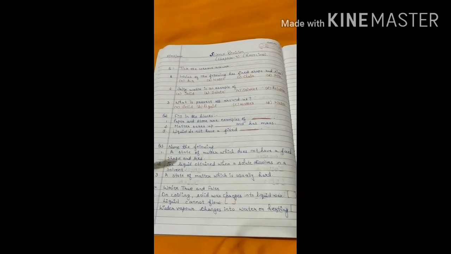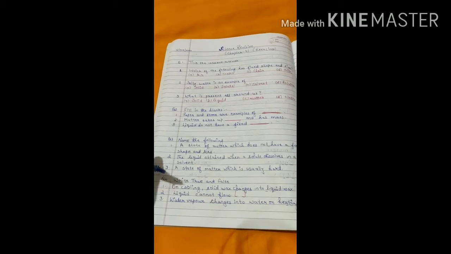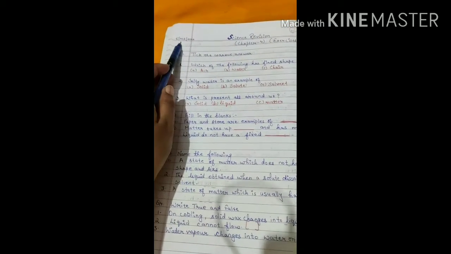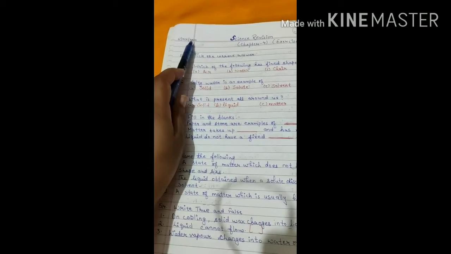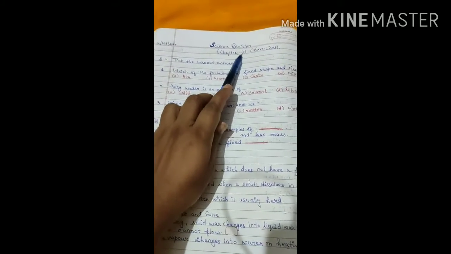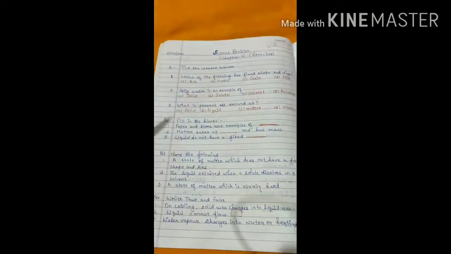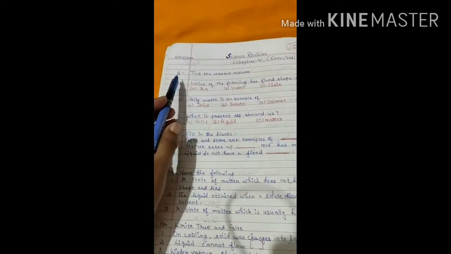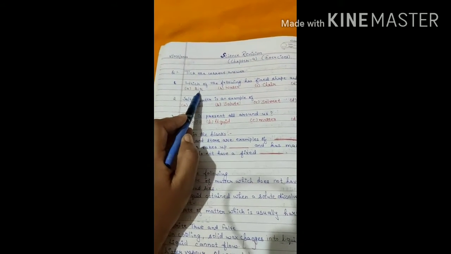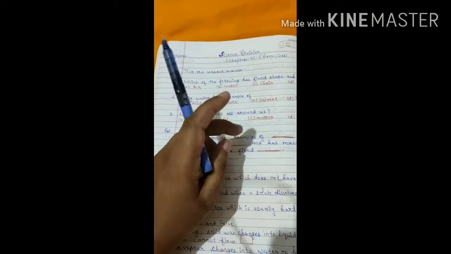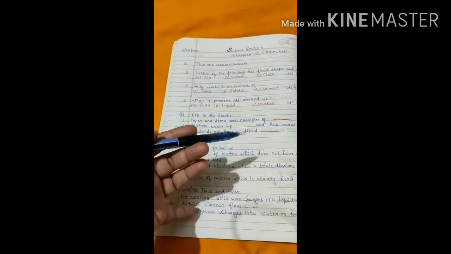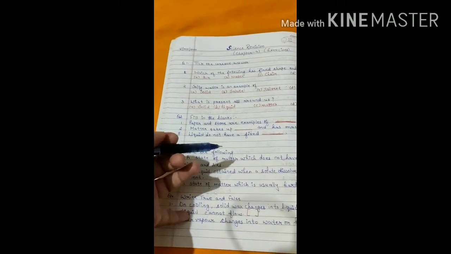So these are the questions which you have to revise. You have to write down today's date, that is 5th of October 2020. Science revision, chapter number 4, exercises. So first is tick the correct answer. You have to choose one correct answer for this. You have to write down all the questions of the revision test.